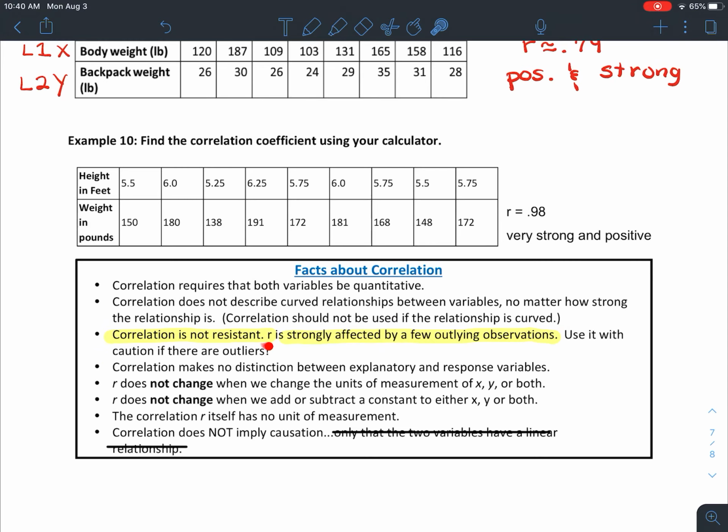So if you have an outlier in your data set, it could weaken the correlation, or I guess it could strengthen it. It just depends on where it's at. I'll give you an example here. Let's say that you have a scatter plot like this, okay? And then you have this extra point, but it's way up here, okay?